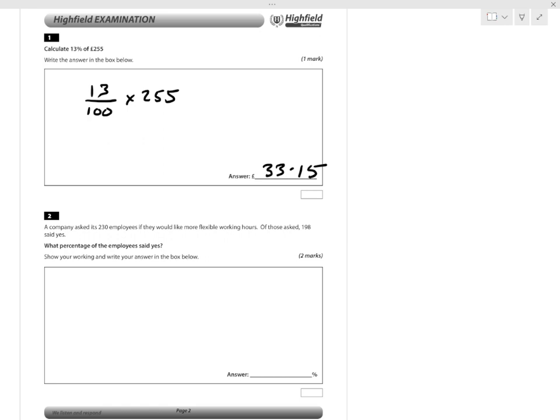Company has 230 employees with the right to more flexible working hours. Of those asked, 198 said yes. So 198 out of 320. We times that by 100 to make it a percentage. So 198 divided by 320 times 100 is 61.87.